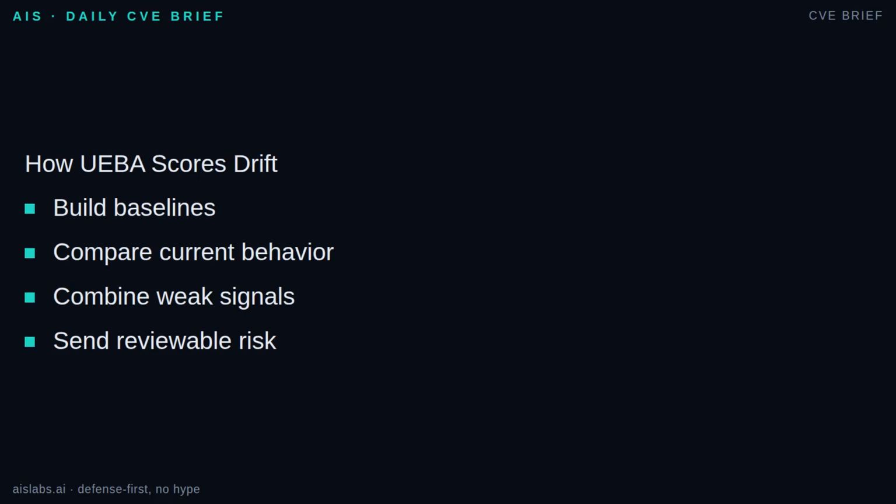Fifth, show the analyst why the score moved. Good UEBA explains the ingredients. It should not produce a mystery number. Scores accumulate. Then a human reviews the evidence, context, and business reason.